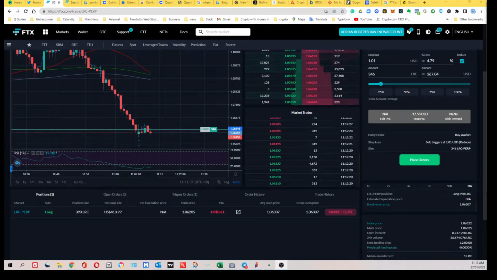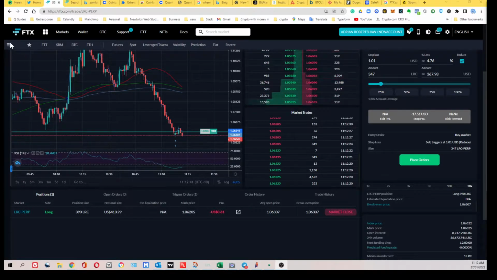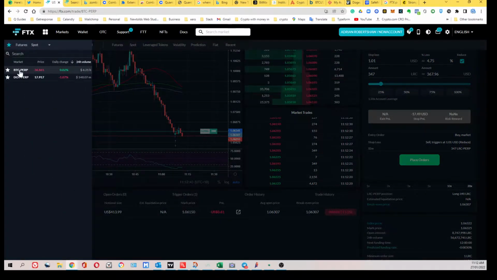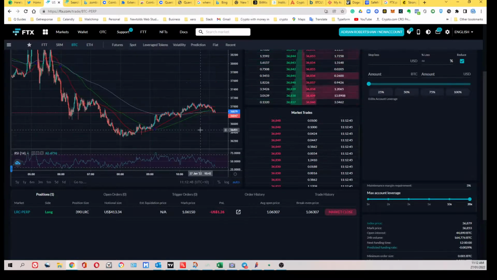Morning all. Just thought I'd clear up something on RSI. I just put out a few posts about buying things on RSI. If we go to Bitcoin, it's a really good example.